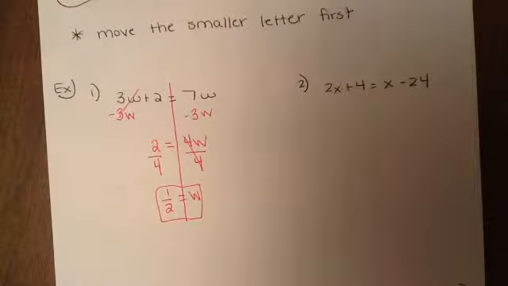Go ahead and try this one on your own. Get the variables on one side and the numbers that are by themselves on the other. Let's see how you did.